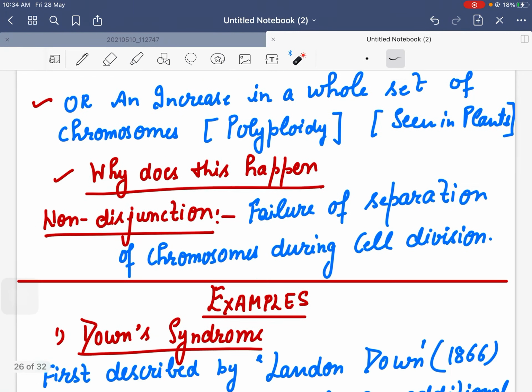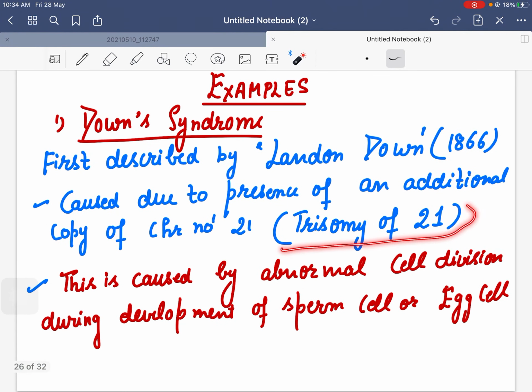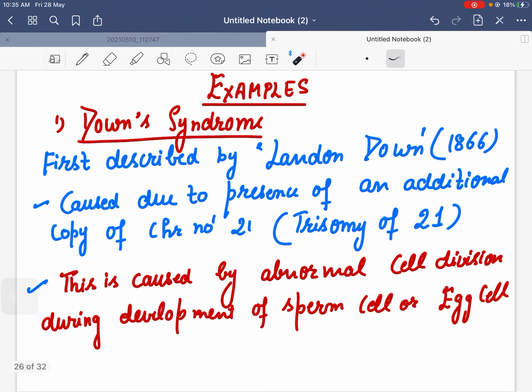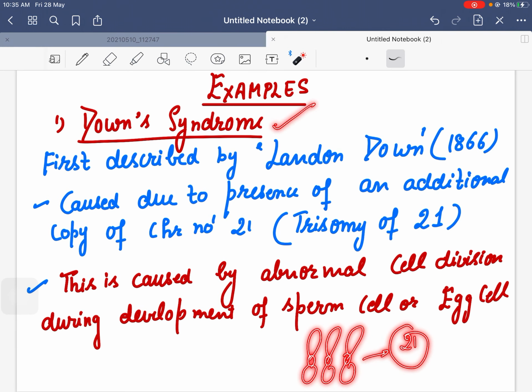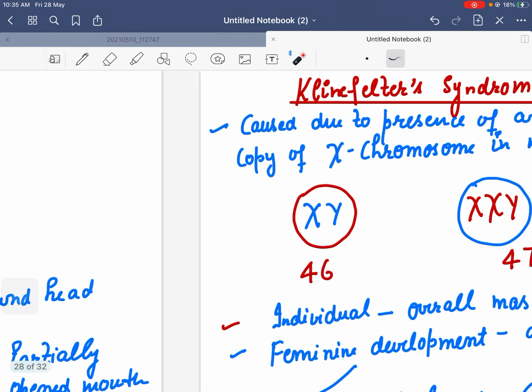And what is its another name? It is known as trisomy of 21. So if anyone asks you that trisomy of 21, when chromosome number 21 occurs in 3 copies, an extra copy of chromosome 21 is there, this syndrome is known as Down syndrome.